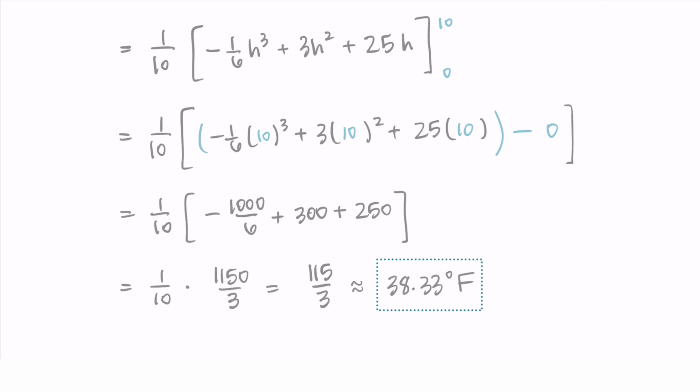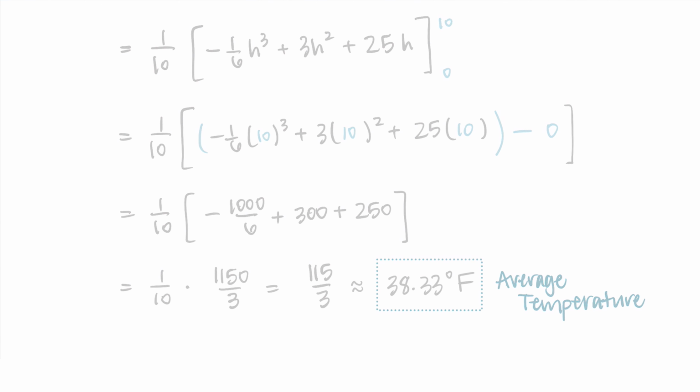And that degrees Fahrenheit just comes from the setup of the problem, where we were told what we were measuring with. And there we go. That's the average temperature given this function. So that's just an example of how we could do an application problem using this concept of average value.